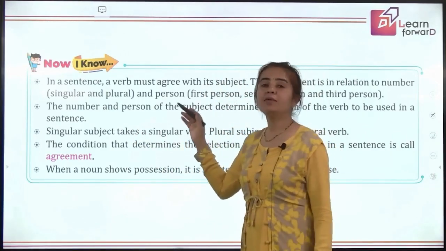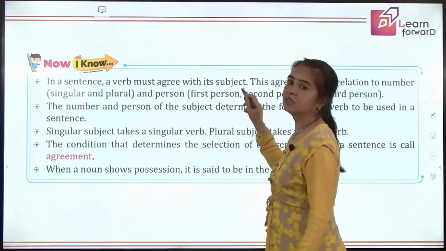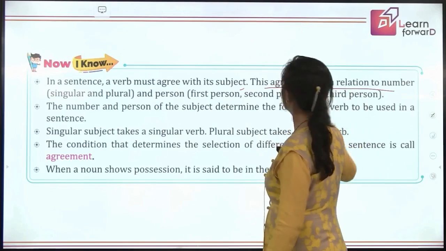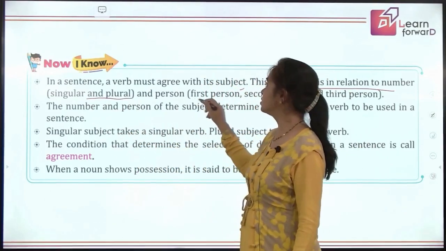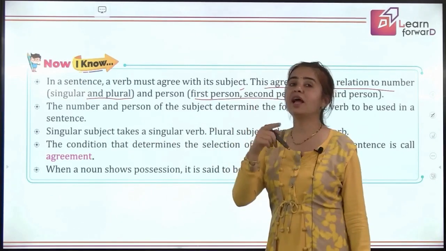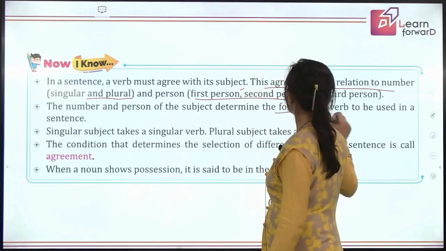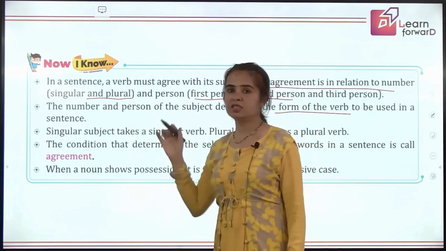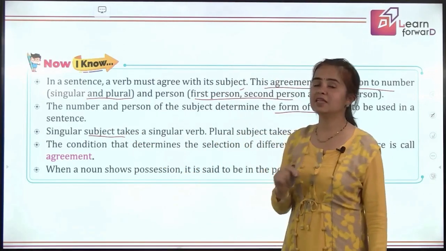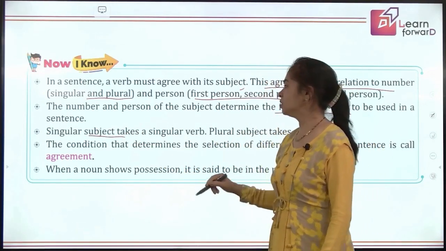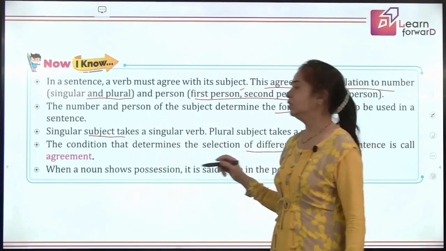Okay, so it's time to recall what we have learned in the session. In a sentence, a verb must agree with its subject. This agreement is in relation to number, whether the subject is singular or plural. Sometimes it is in relation to person also, like with I, we use am. Right? Now, the number and person of the subject determines the form of verb to be used in the sentence. We have done so many rules. The singular subject takes a singular verb which carries S or ES with it in simple present tense. And the condition that determines the selection of different words in a sentence, that is called agreement.